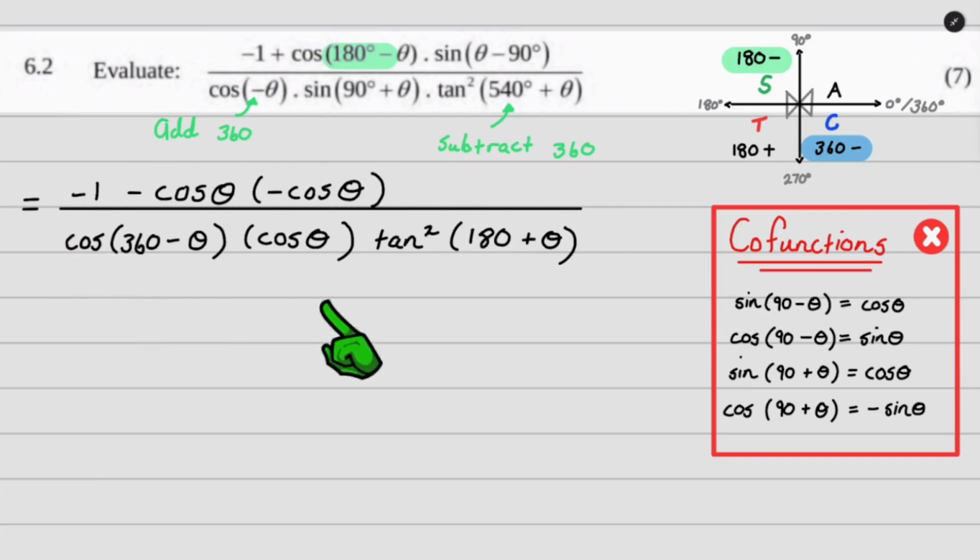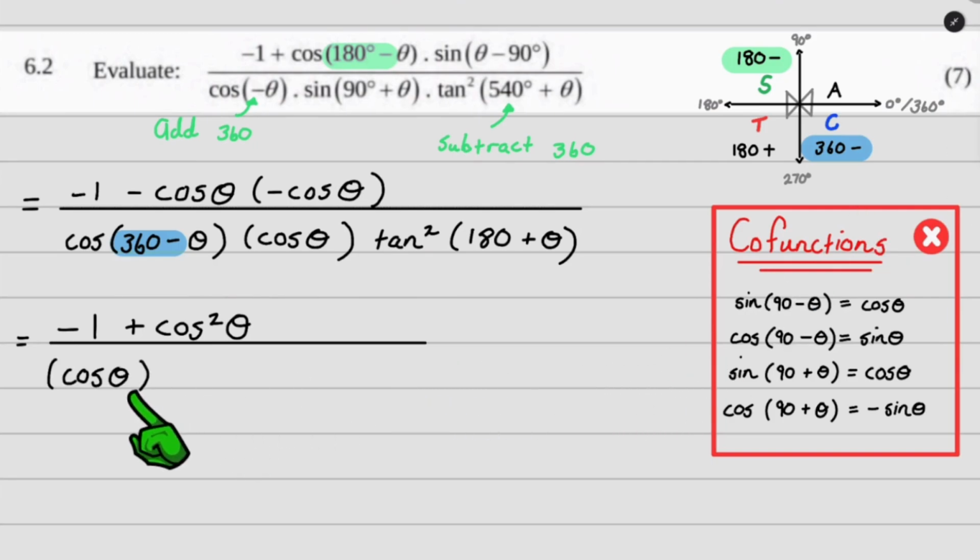Now I'm going to start simplifying everything I can over here. This minus 1 can stay behind. Negative cos theta times negative cos theta is positive cos squared theta. And then this guy at the bottom here, he's in the 360 minus quadrant. Cos is positive there, so this whole thing will just change into cos theta. I like to wrap these guys in brackets as well, so that it helps me remember I'm multiplying these things. Okay, this cos theta is simplified as far as possible, so he can stay behind.